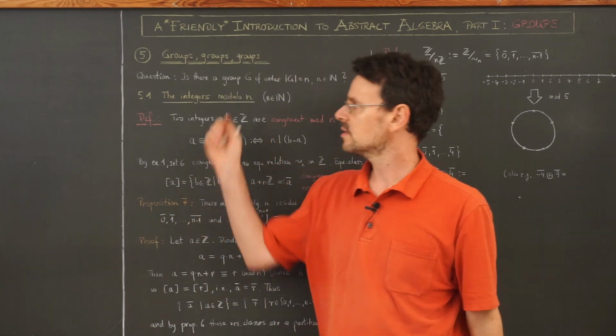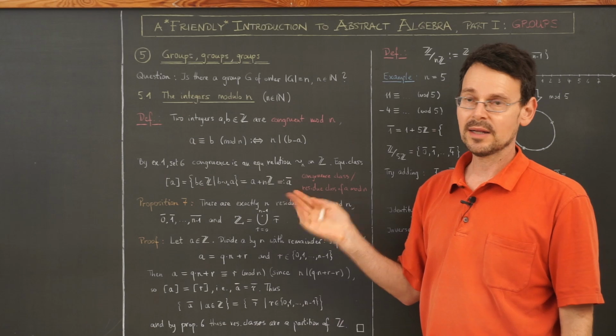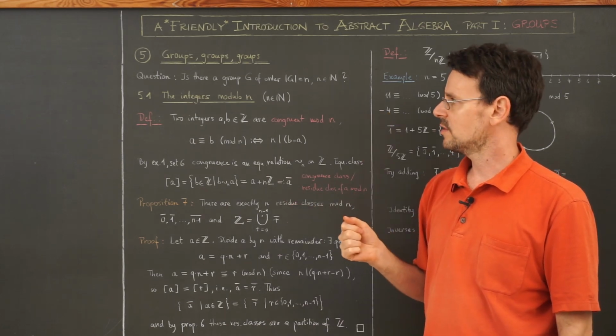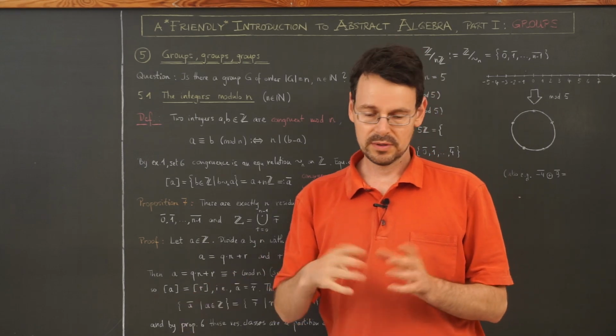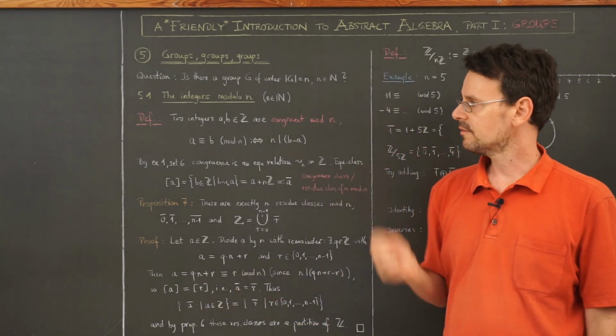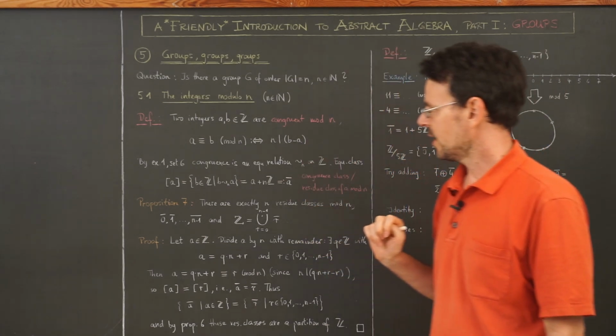So we can answer this question: yes, there is a group of order n for every n, namely the integers modulo n. Oh, and if time permits, at the end of the video we're going to look at some direct products of these groups. All right, let's look at the details.